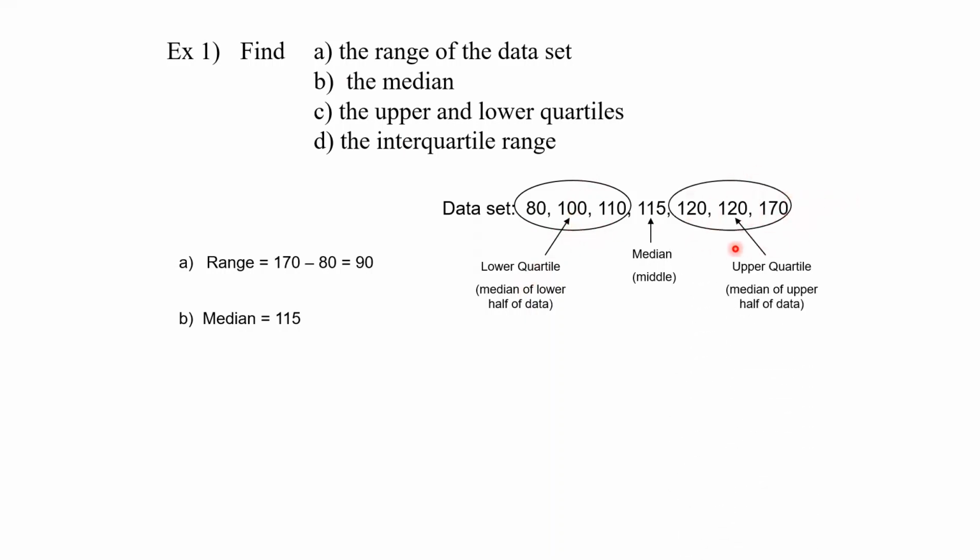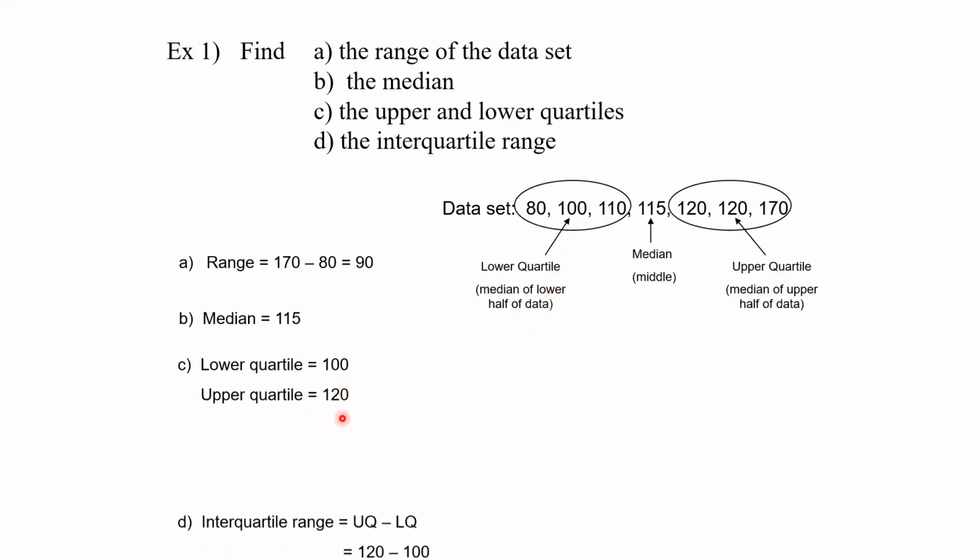If you go now to the upper quartile, which basically is the middlemost value of the values above the median. So we have these 3 values above the median. So the upper quartile is this middle value here, which is 120. So our upper quartile will be 120 and our lower quartile will be 100. Okay, so those are the 2 values.